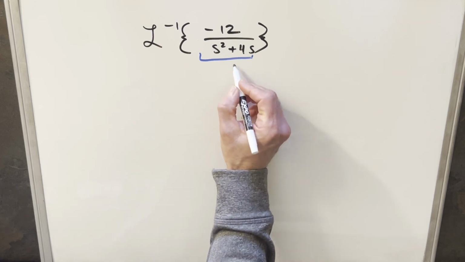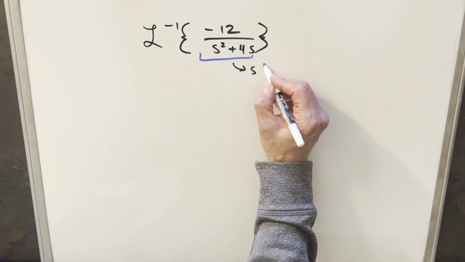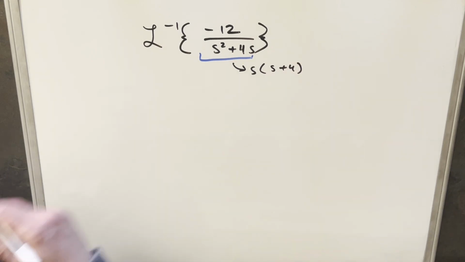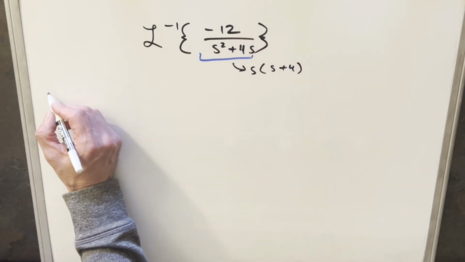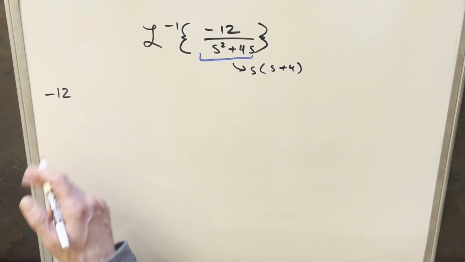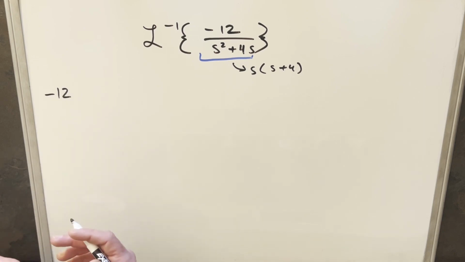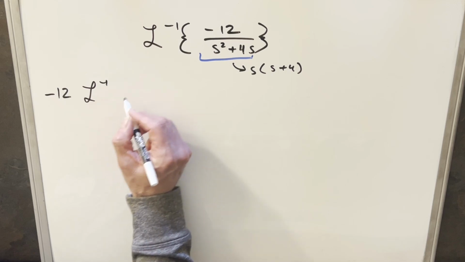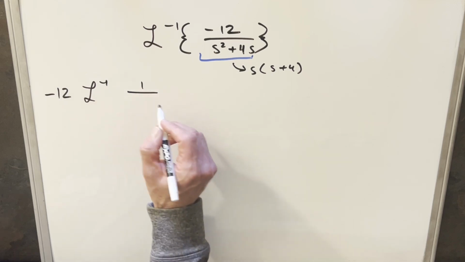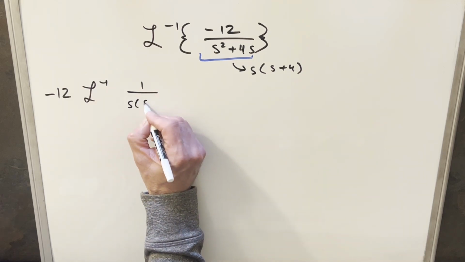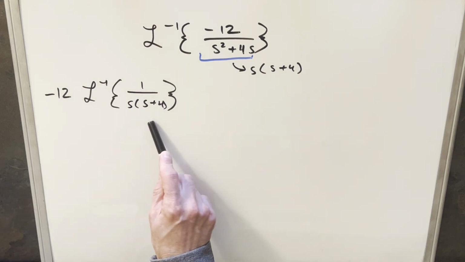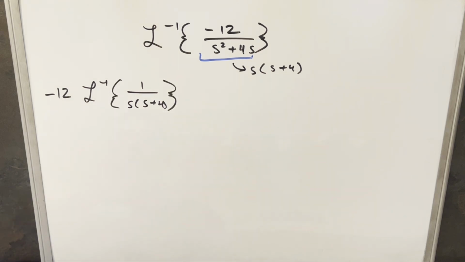So to start with, we can actually factor this, just factoring out an s. I can write this as s times s plus 4. And when I rewrite, we can take the minus 12 and factor the constant up front, because the same property we had for Laplace transforms also works for the inverse Laplace transform. So now we'll just have a 1 here in the numerator, and then we'll have this s times s plus 4. And again, this still doesn't look like anything I have a formula for, but we can do the partial fractions on this.